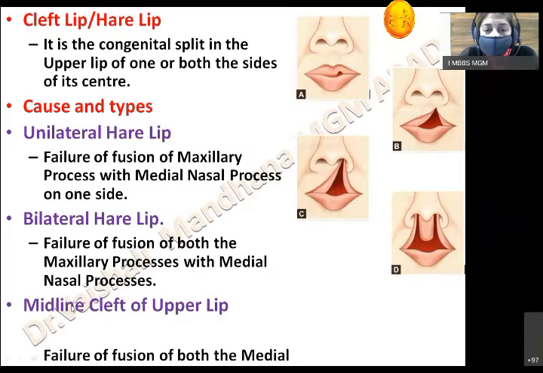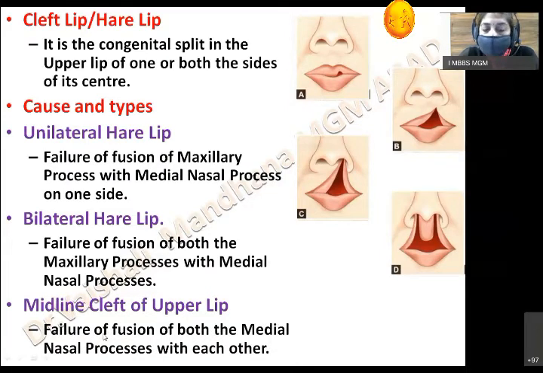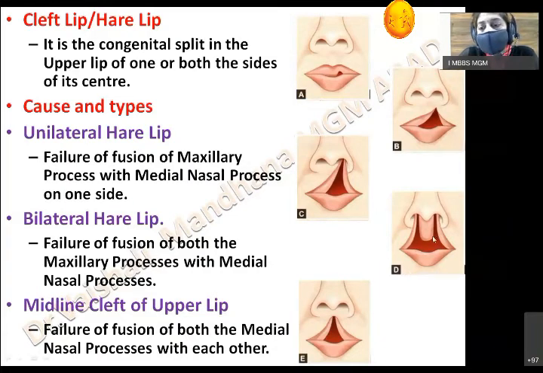Then midline cleft of the upper lip is failure of fusion of both the medial nasal processes with each other. That will lead to the midline cleft lip. So this is the midline cleft lip. In the unilateral one, the maxillary process fails to fuse with the medial nasal process on one side. When it fails to fuse on both sides, it leads to bilateral hair lip. And when the medial nasal processes fail to fuse with each other, it leads to midline cleft of the upper lip.